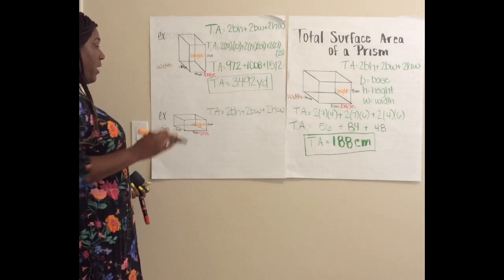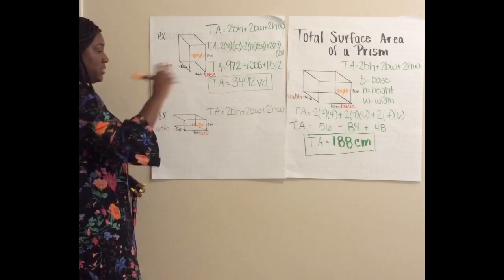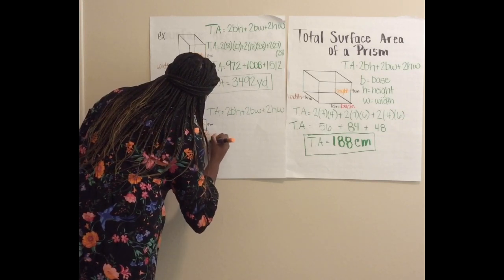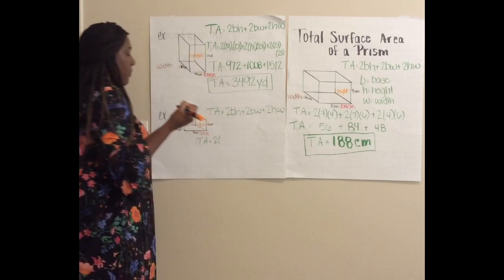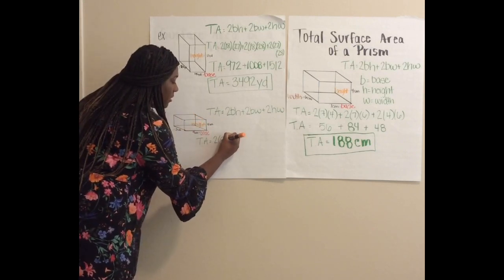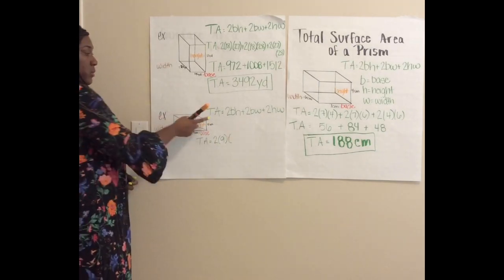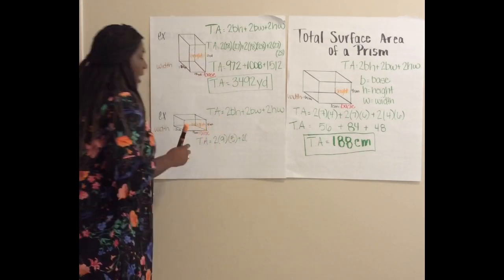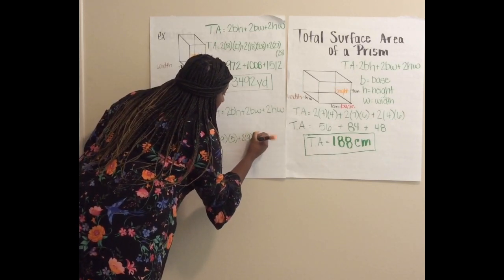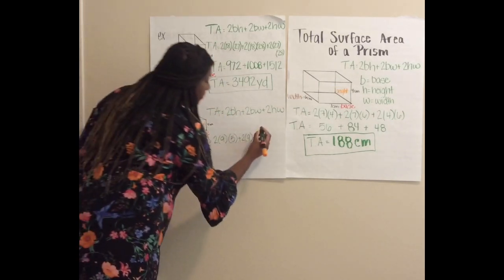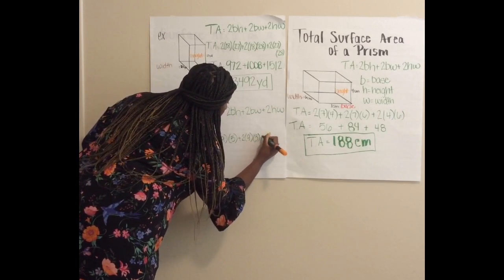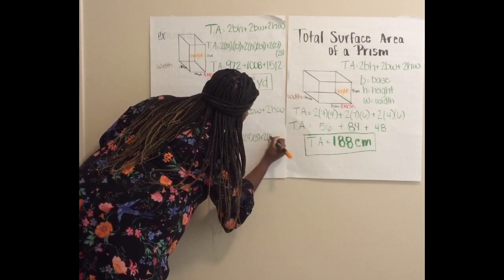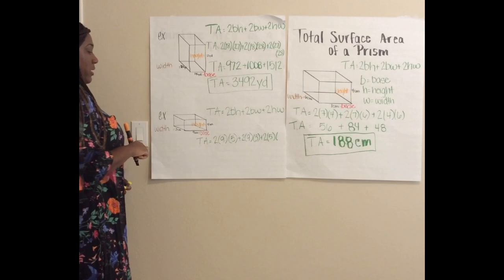So now that we've identified, we've written our formula, now we plug in. So we have TA equals 2. Open parentheses, our base is 9. Our height is what? 5. Plus 2. Our base is still 9. Our width is 3. Plus 2. Our height is what? 5. Our width is what? 3.